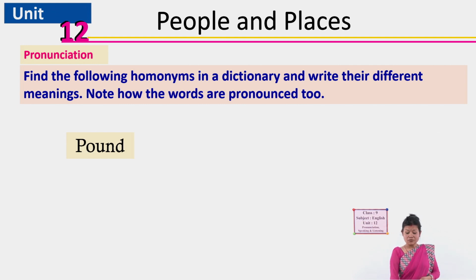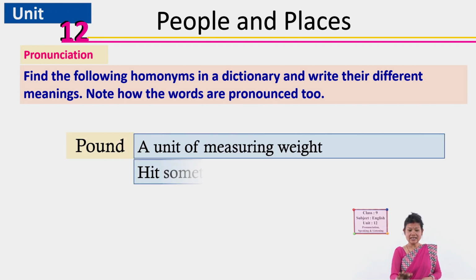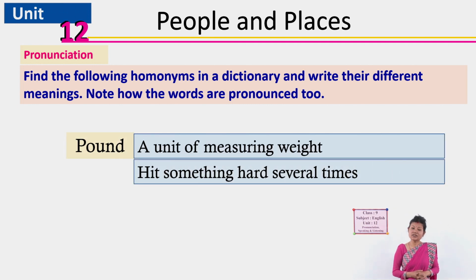One more word. How to pronounce? Pound. Okay, and the meanings are displayed here. A unit of measuring weight, and you might have heard of the UK currency. It is also a monetary unit, common in the UK. So 1 pound, 2 pounds. And pound as a verb means to hit something hard several times. In this way, this is also a homonym.